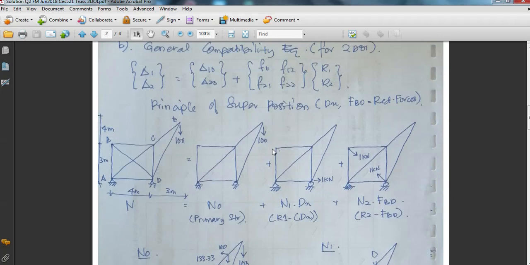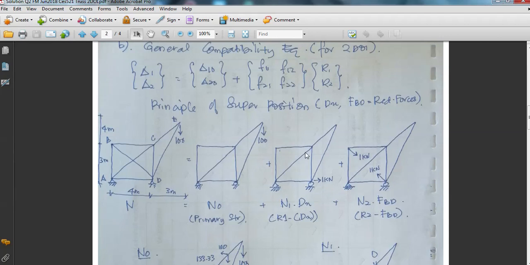For the primary structure, you remove DX, so the pin here now becomes a roller, because you remove the effect of DX, and you remove member BD. That's why the primary structure has no member BD. Then all the real load you apply on the primary structure only.